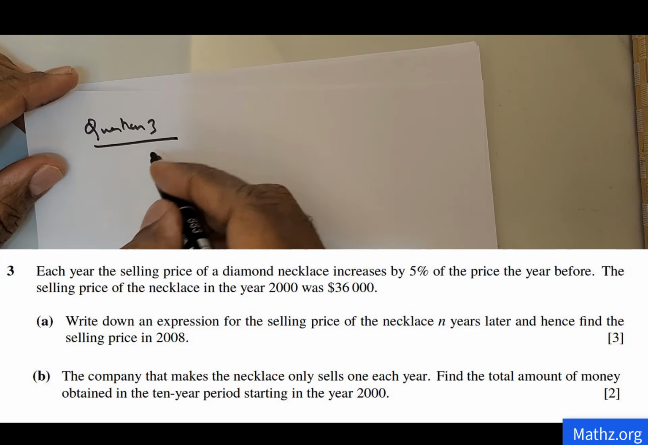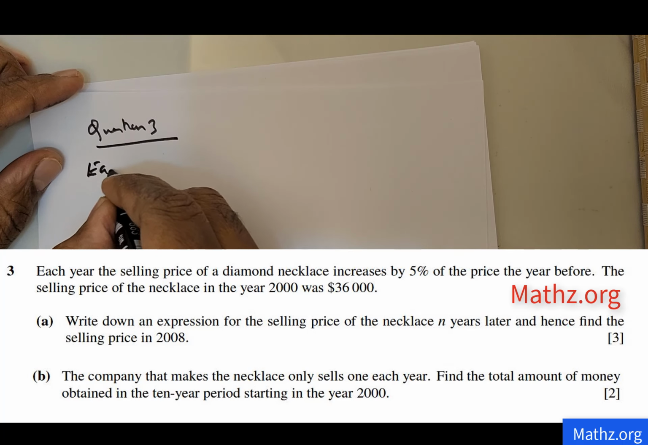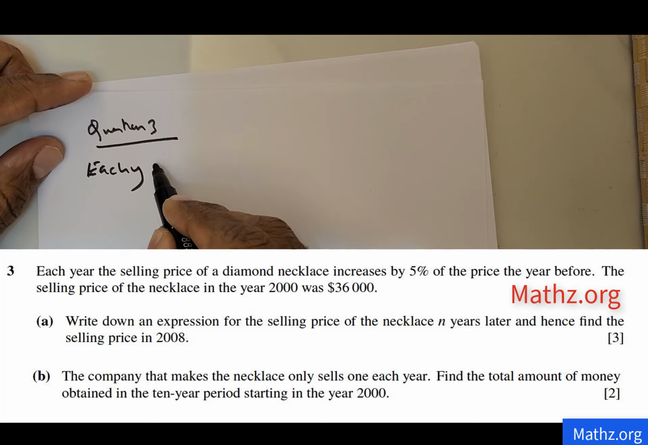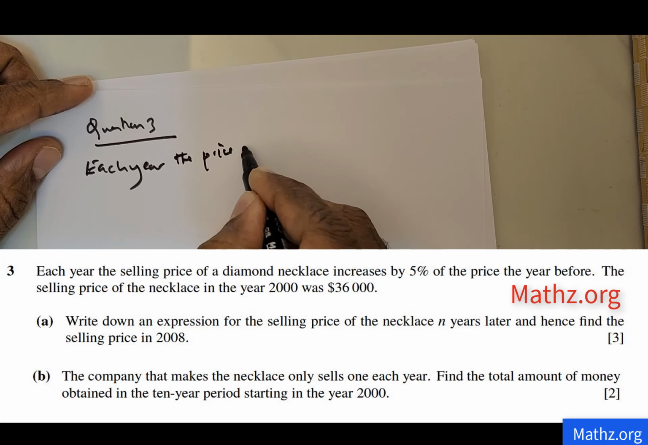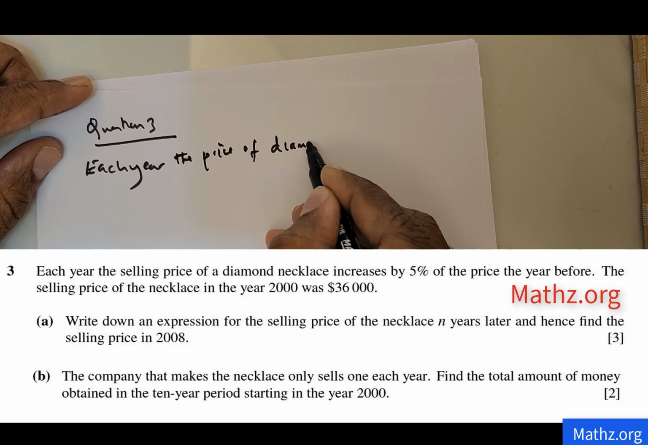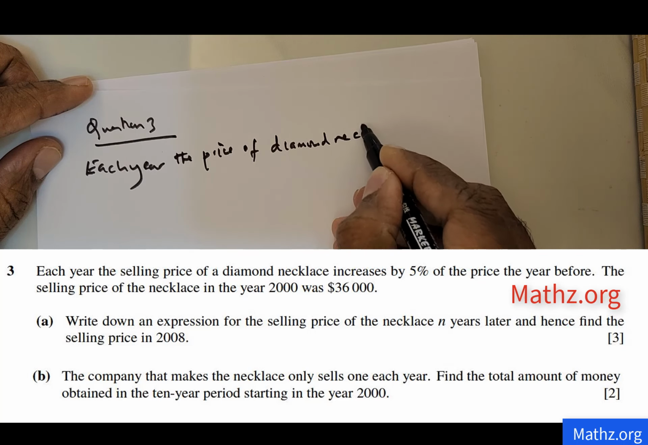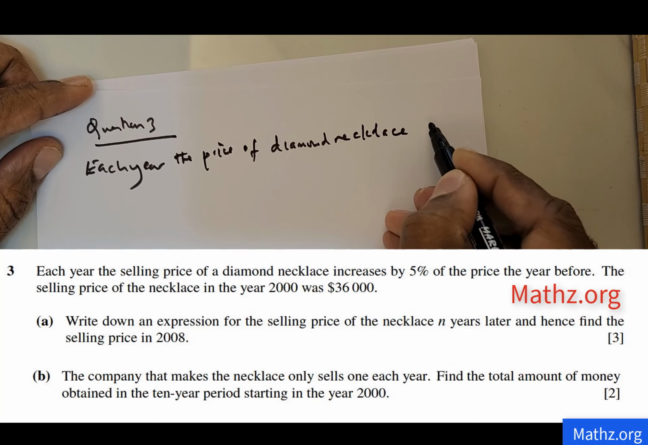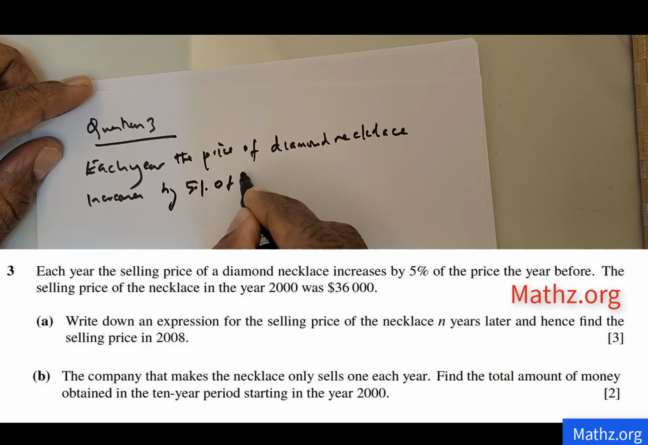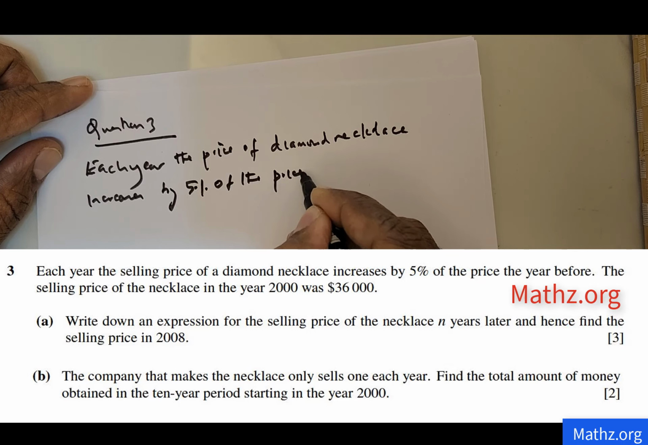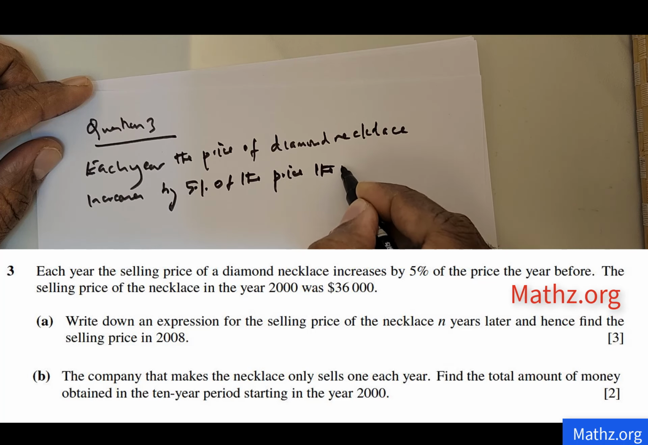Okay students, this is question number 3. So let me write the question. Each year the price of diamond necklace increases by 5% of the price the year before.